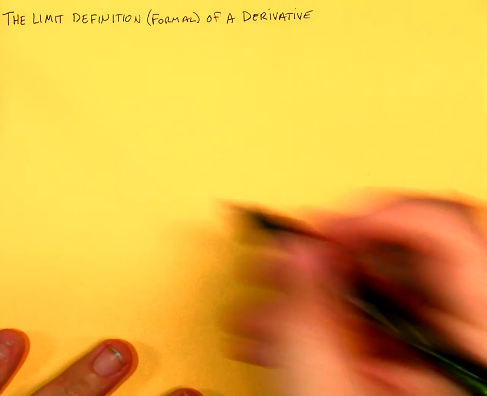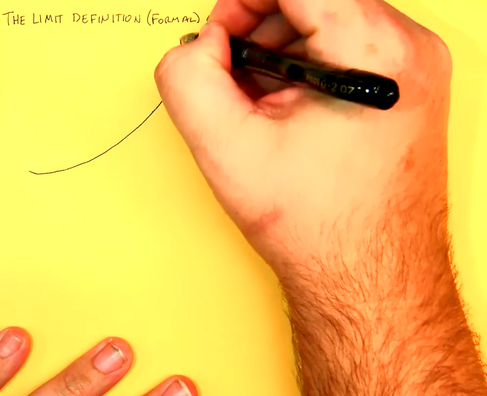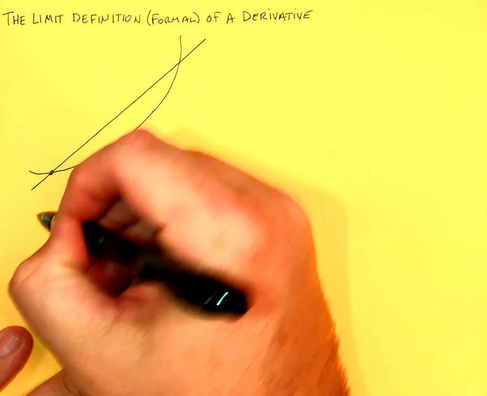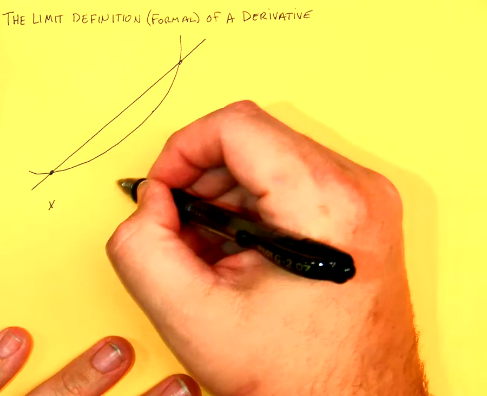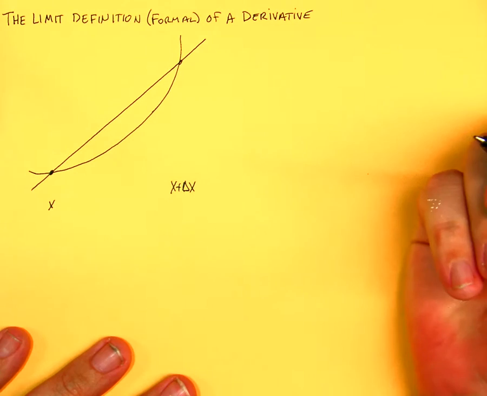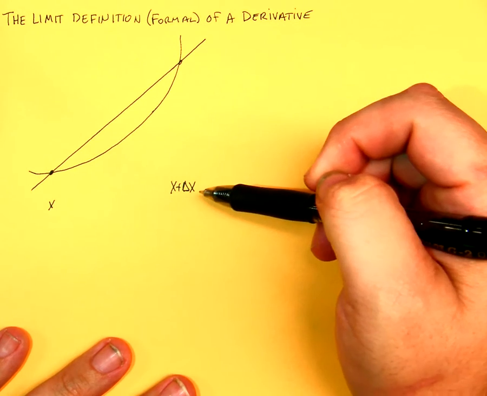Okay, today we're going to talk about the limit definition, or the formal definition, of a derivative. We talked a little bit about this in class already, but let's say we have a curve, and we draw a secant line through there. This is at x. We'll say this point is at x plus a delta x, a change of x. Just like if it was like 4 to 7, delta x would be 3.